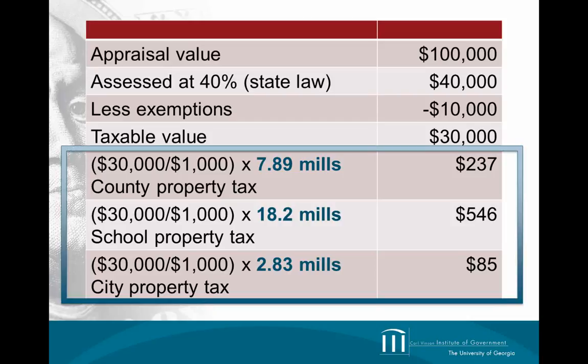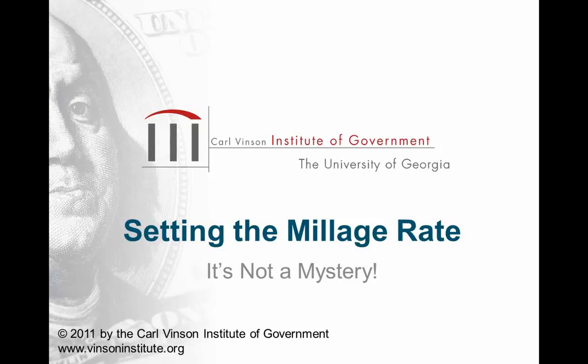A property tax bill would be sent by the county tax commissioner and would include taxes associated with each taxing jurisdiction within the county. In this example, the tax bill would include the following jurisdictions: the county, the school board, and the city. Of course, city residents may not pay the same amount of county property taxes as those in the unincorporated area if they aren't receiving the same level of county services, and unincorporated residents will not pay city taxes. This concludes the training on setting the millage rate.